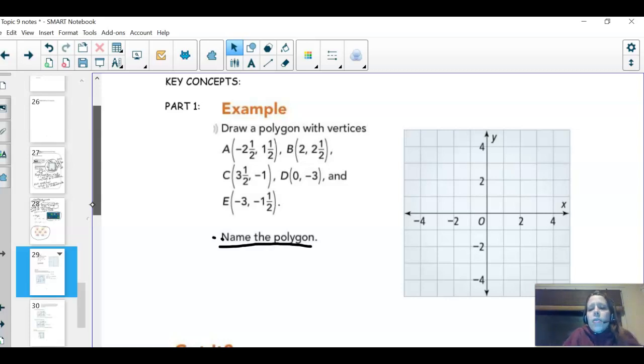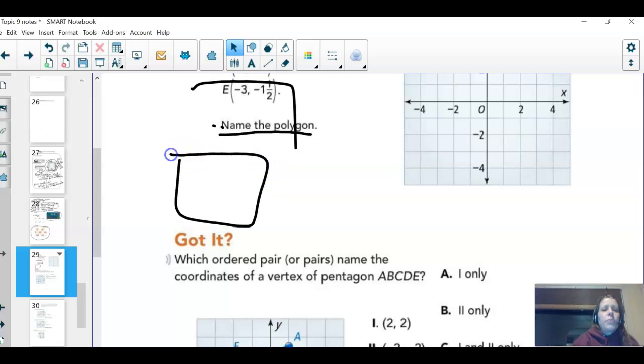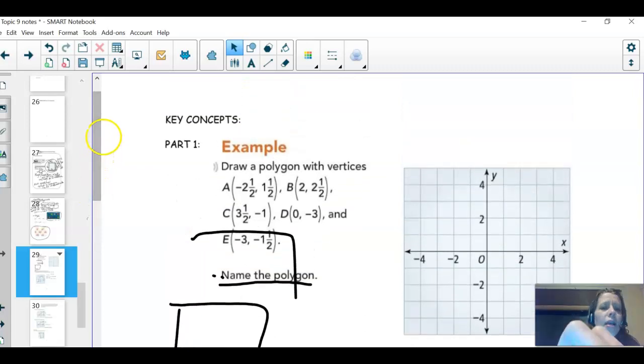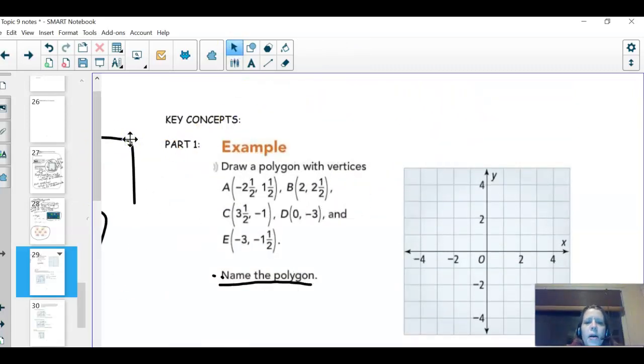Okay. Y entonces ahora tú vas a poner los puntos al plano cartesiano y necesitas escribir el nombre del polígono en la caja. Okay? All right, let's go ahead and see how you did. So I'll move these off. So it says draw a polygon with vertices.